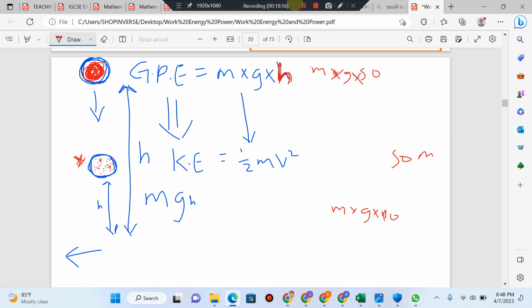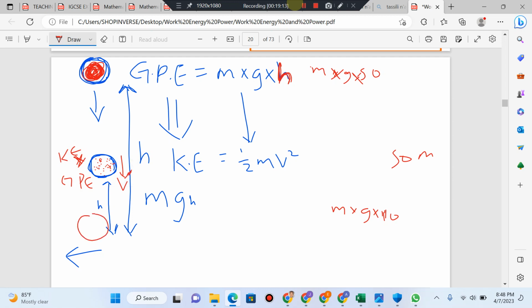Good. So at this point, midway in its journey, it possesses both gravitational potential energy and kinetic energy. Why? Because it is moving downwards. It is moving downwards with a speed v.